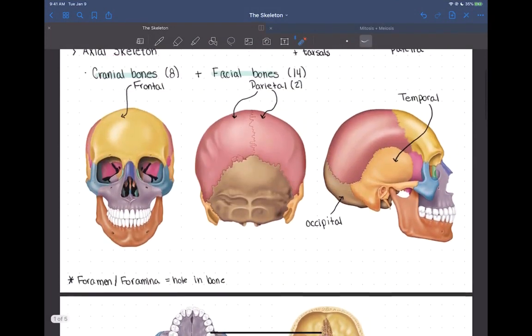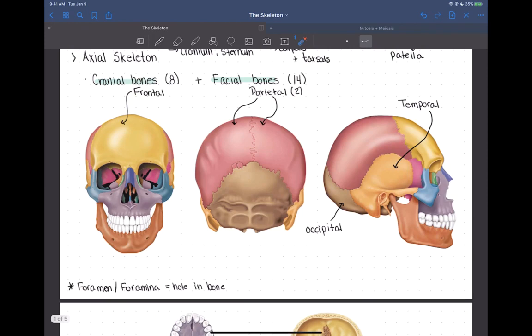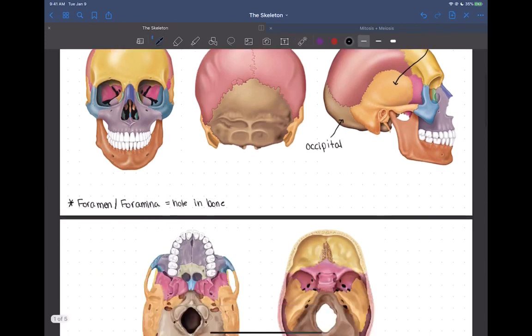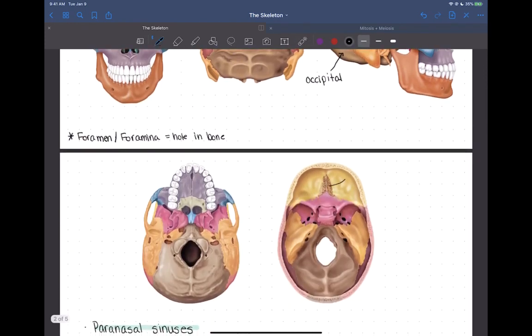Now let's talk about, here, and I'll label these really quick so we have those words written down. This will be ethmoid, and then we'll label here for sphenoid.